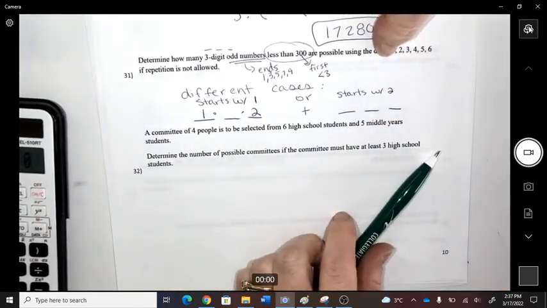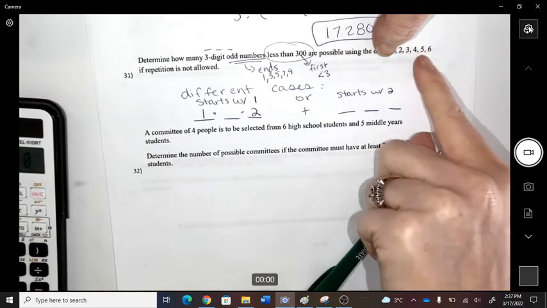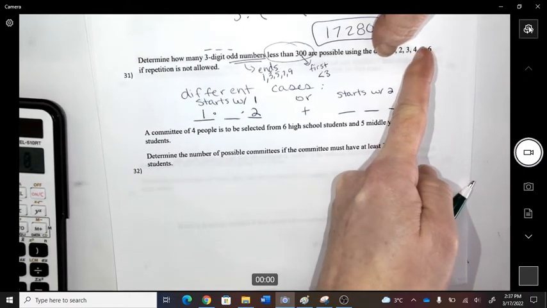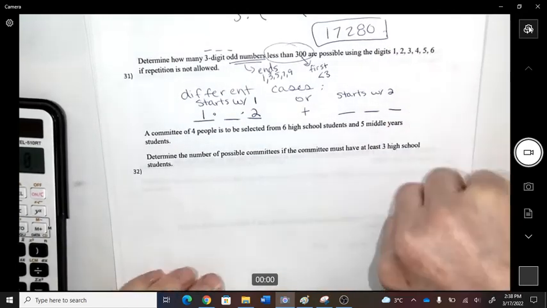Okay, pretend you used a what? A 5? Is that okay? I'm going to cover up the 5. Sort of. My fingers are too fat. How many options do you have left? 4 digits are left.